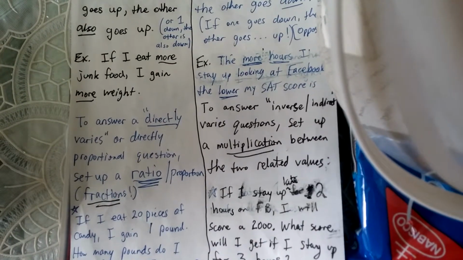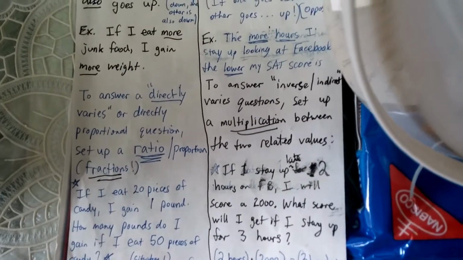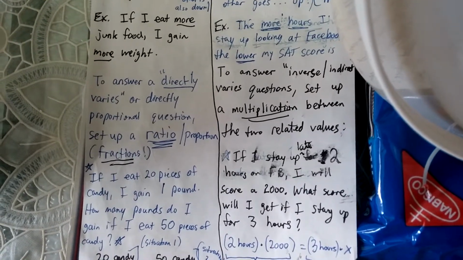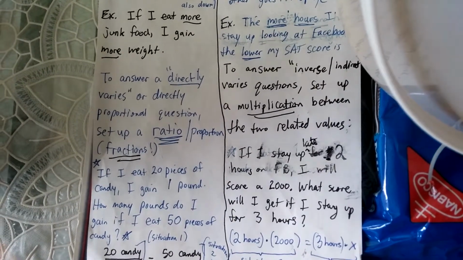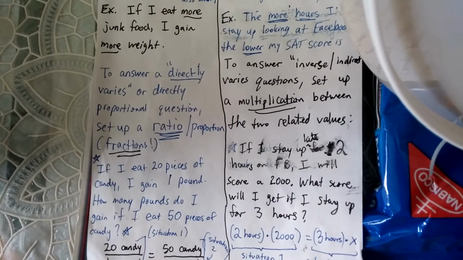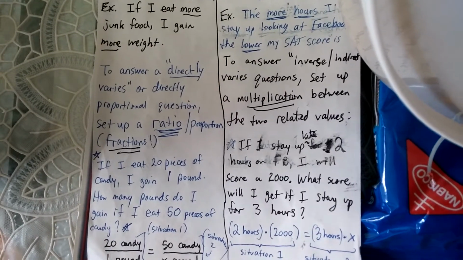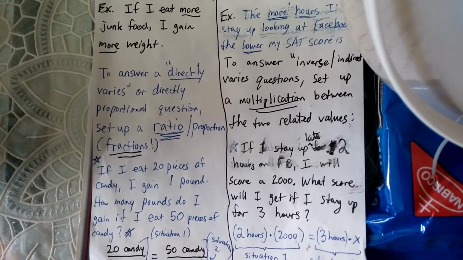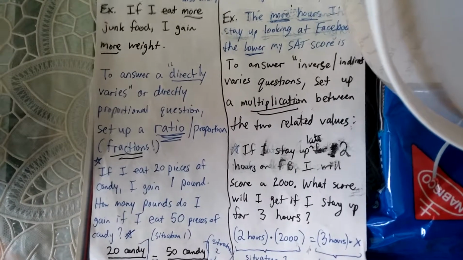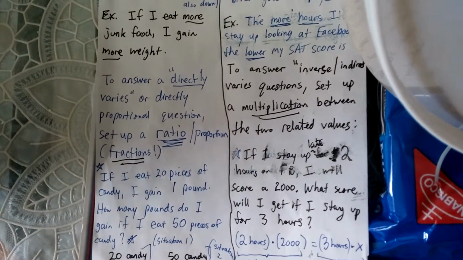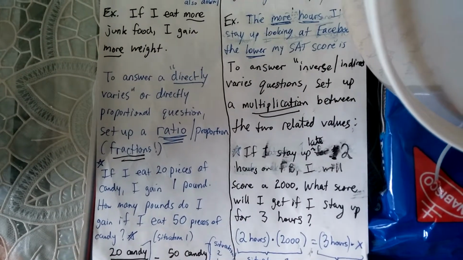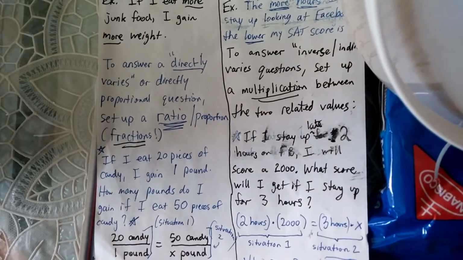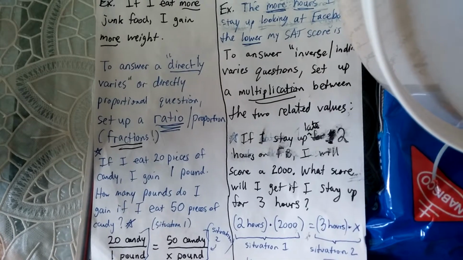We're going to take a look at an example using the one that I just mentioned. If I eat 20 pieces of candy, I will gain 1 pound. Notice this is a direct relationship, and the SAT will tell you this relationship is directly proportional or it directly varies. So as I eat more candy, I gain more weight. How many pounds do I gain if I eat 50 pieces of candy? So there's two situations here. We have a situation where I eat 20 pieces of candy and I gain 1 pound. And then there's the situation right here. If I eat 50 pieces of candy, how much weight am I going to gain?